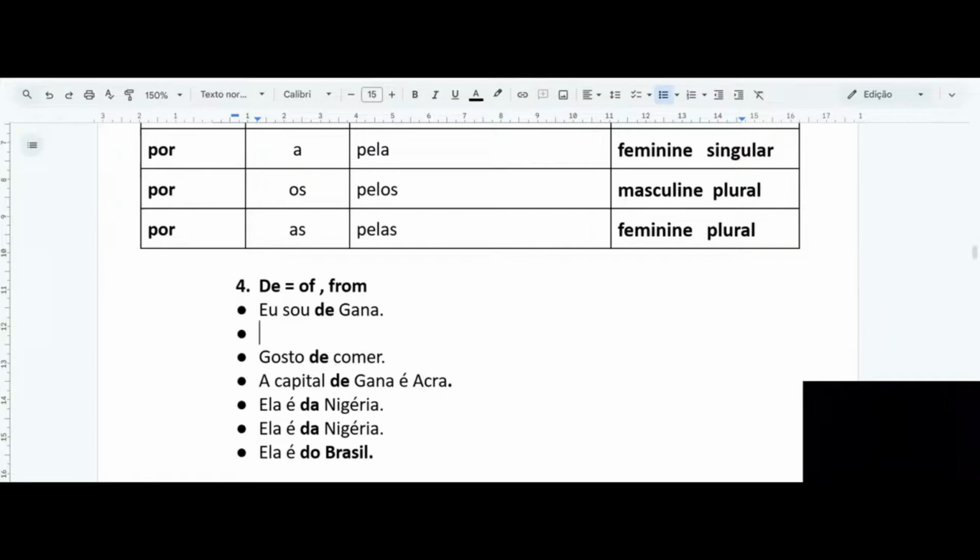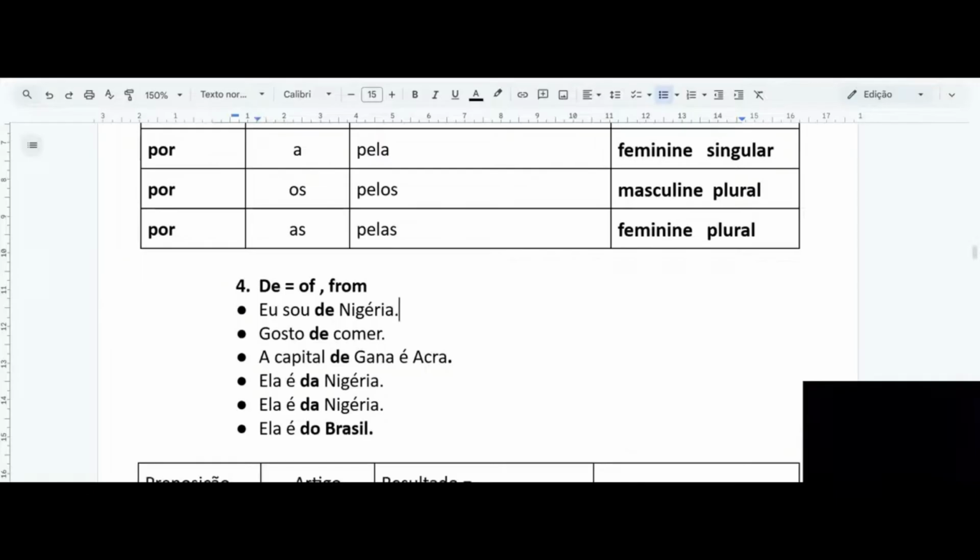So if you are a Nigerian, then say eu sou de Nigéria. And if you are from Jamaica, you say eu sou de Jamaica. If I'm from Peru, eu sou do Peru. This is correct. Now let's come to the next sentences.